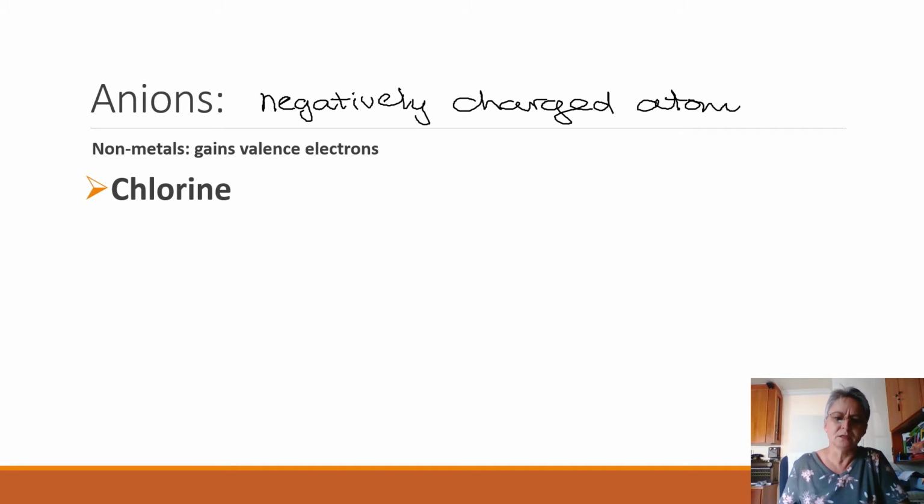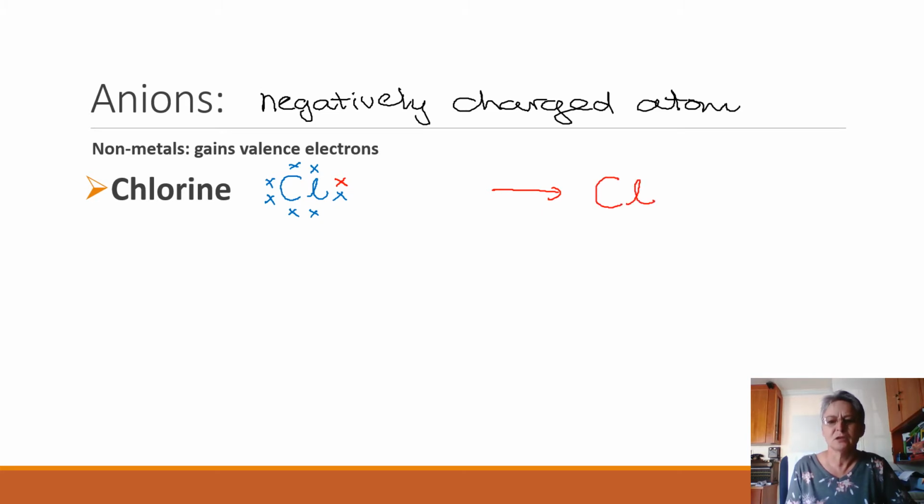Now we know that chlorine has 7 valence electrons, and the valence energy level will be full when the atom gets another electron to fill the atom. But then it's got an extra electron and it is called an anion. So this atom would be negatively charged.